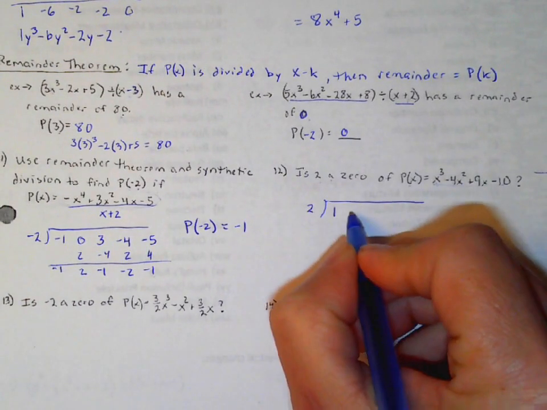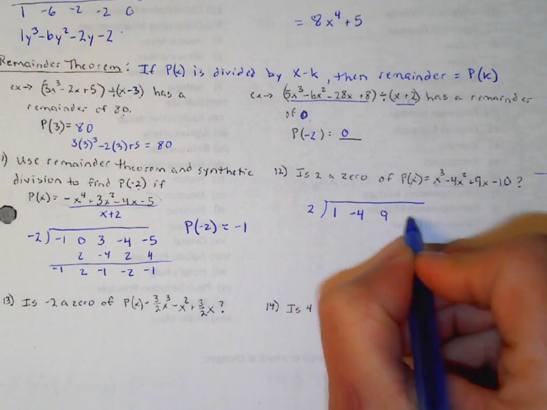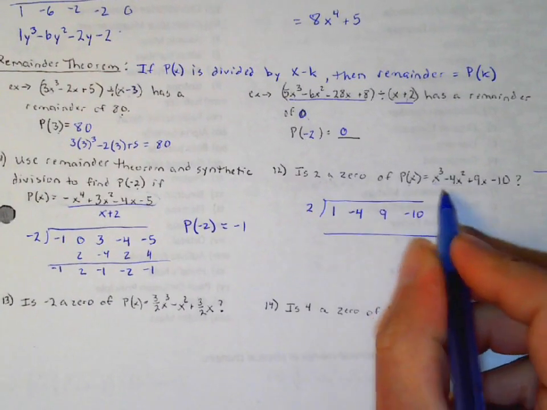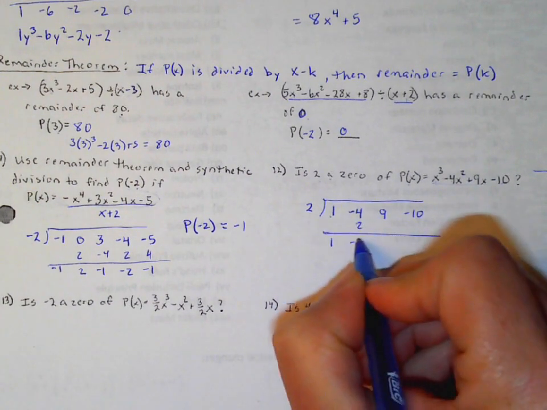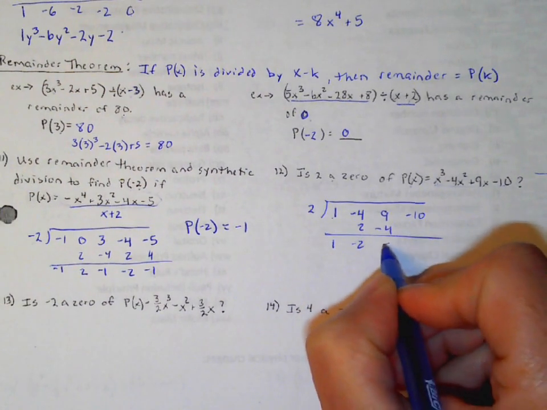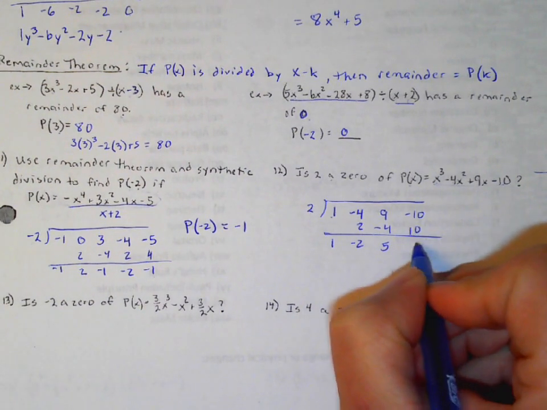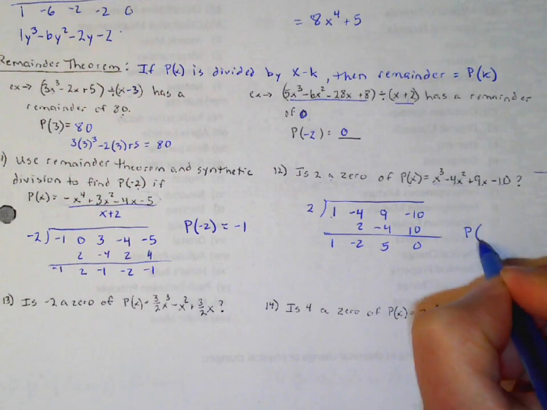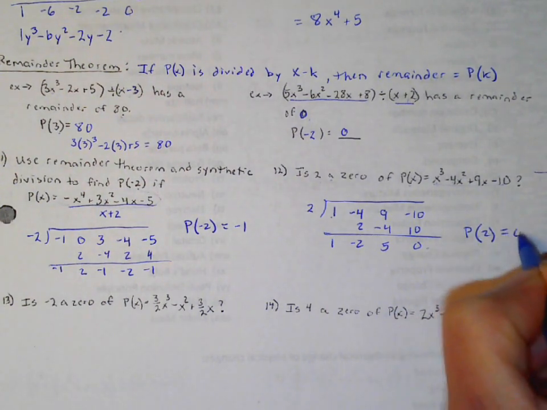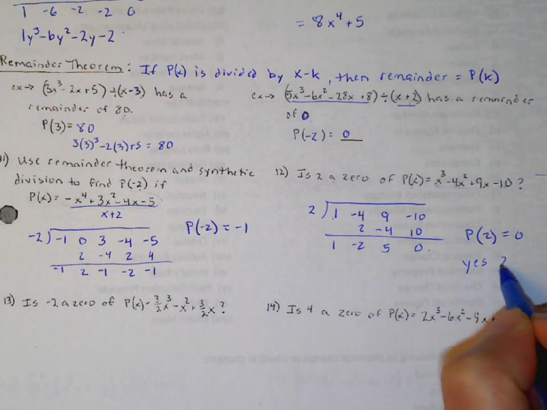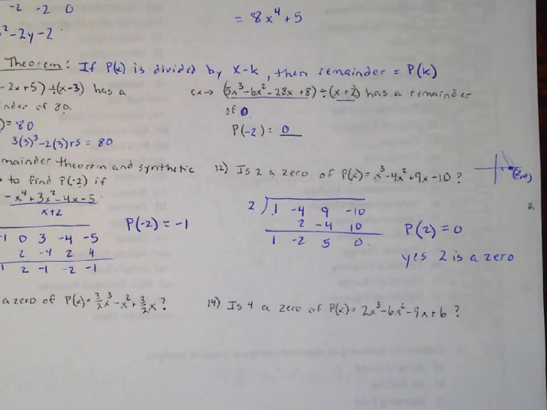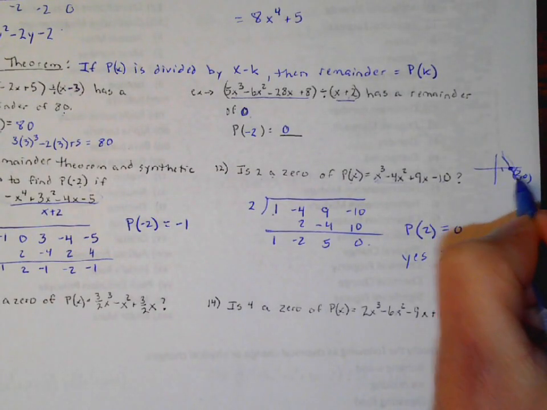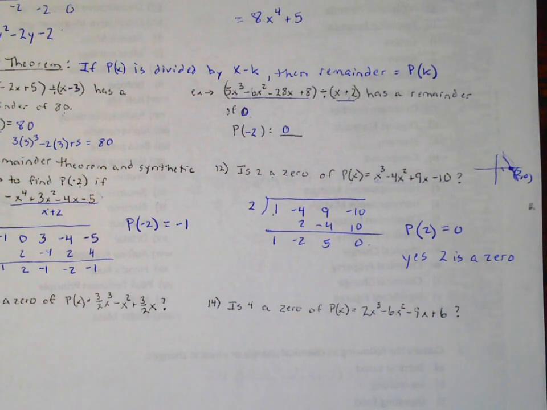1x to the third minus 4x squared, 9x minus 10. Let's see if the remainder is equal to 0 here. So multiply and add, multiply and add, and multiply and add. So I know that p of 2 is equal to 0. So yes, 2 is a solution, is a 0. If that's a solution, it has to go through at 2, 0 there.